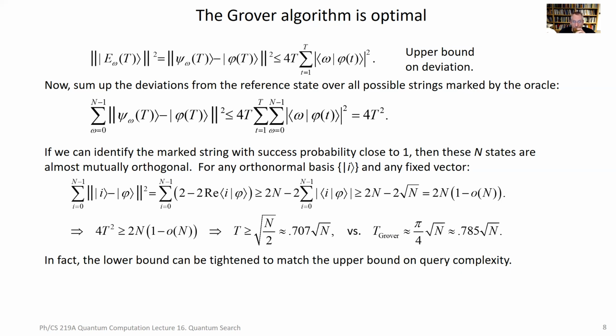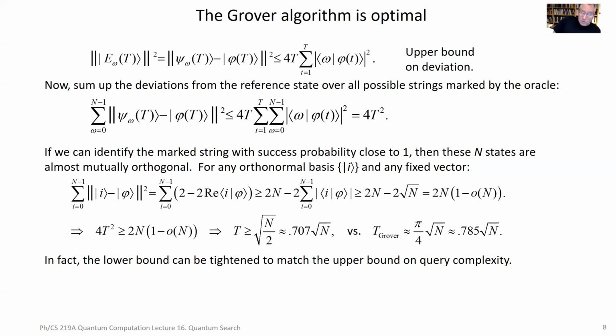But what we've seen is that we needed to have nearly that many. We needed to have at least 0.707 square root of n. Now, actually, if you tighten this argument up and you put in a little more detail, you can close the gap between the 0.785 and the 0.707, and it's really the case that we need pi over 4 times square root of n queries to get an arbitrarily small failure probability when we measure to identify the marked string.